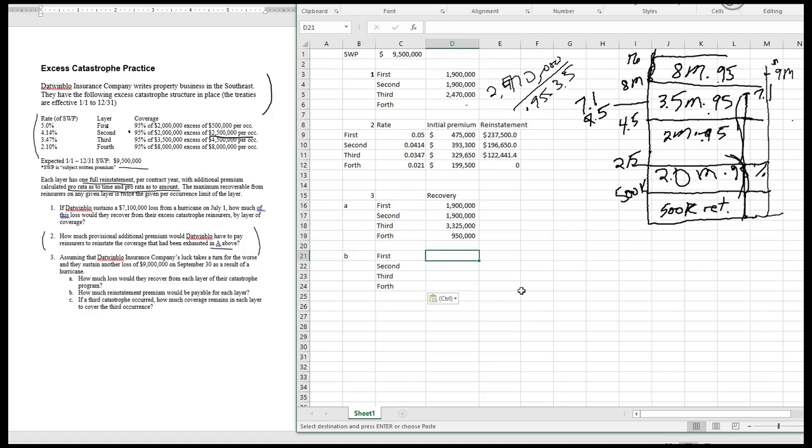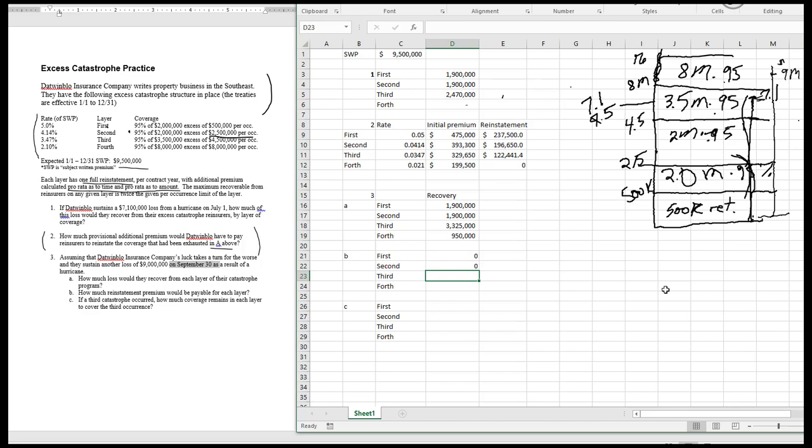Well, for the first layer, we just said they blew through both the first and second layer. So the answer is 0 because they can't reinstate the layer, so there is no reinstatement premium. So now we need to calculate the reinstatement premium on the third layer. We reinstated a portion of the third layer last year, but we didn't use the entire layer with the first loss. So we can still reinstate the rest of that layer.